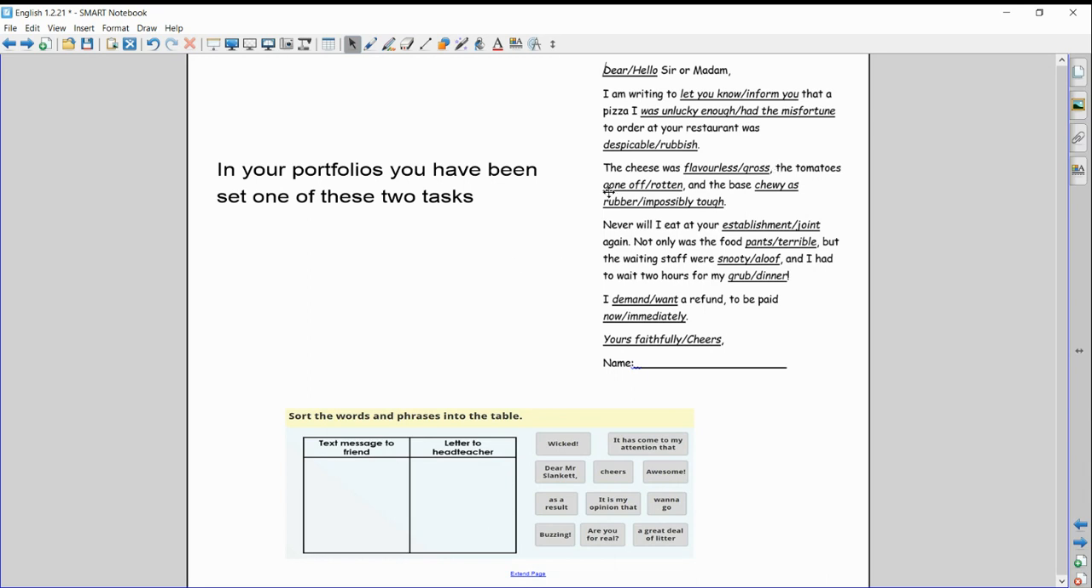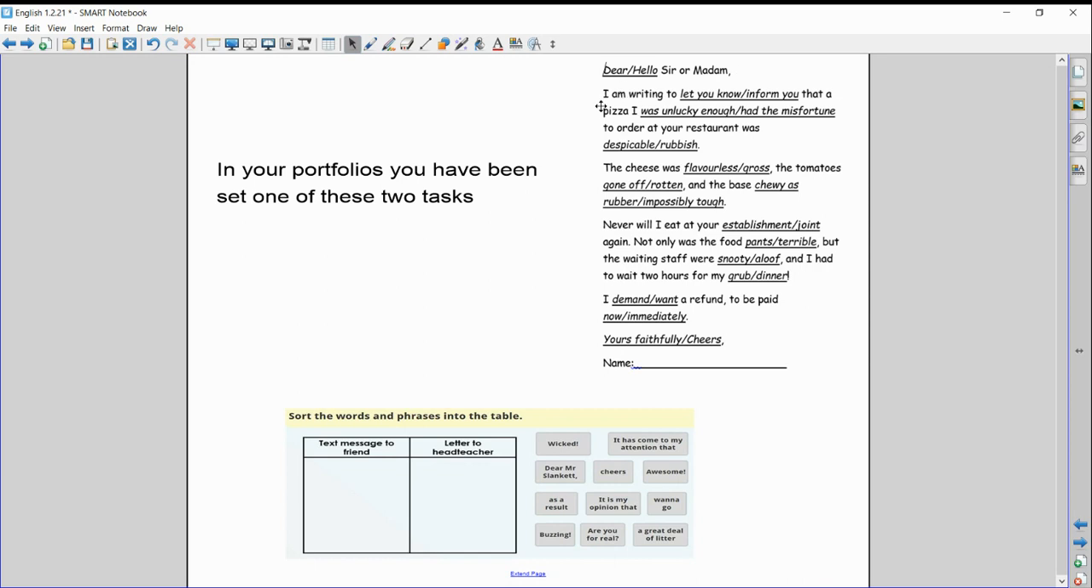If you've got this one up here in your portfolio, what you've got to do is rewrite the letter. This is on the left-hand side. So you rewrite the letter on the right-hand side using informal language. I won't give you too many more clues other than that, but you need to write and choose informally which one of these two choices you would have.